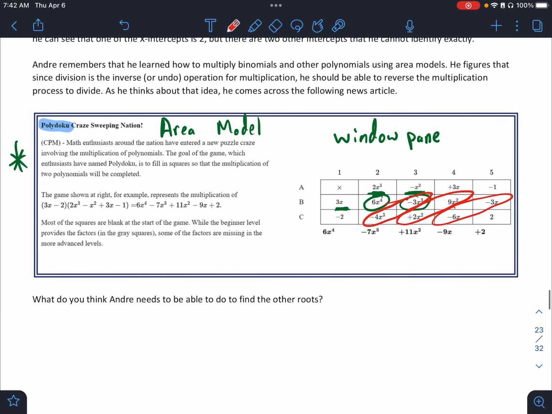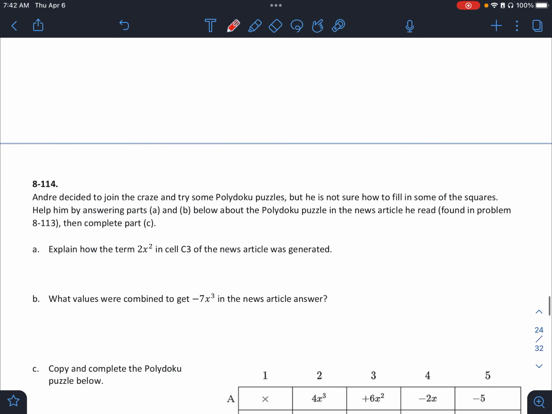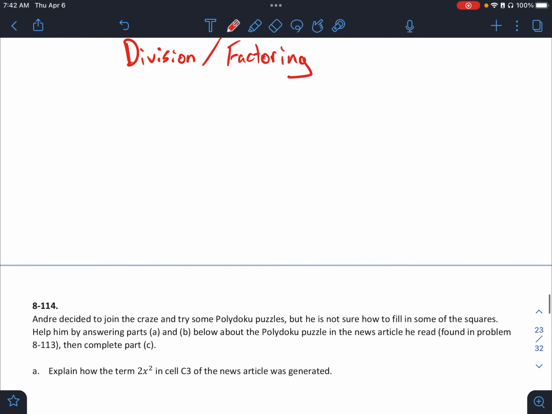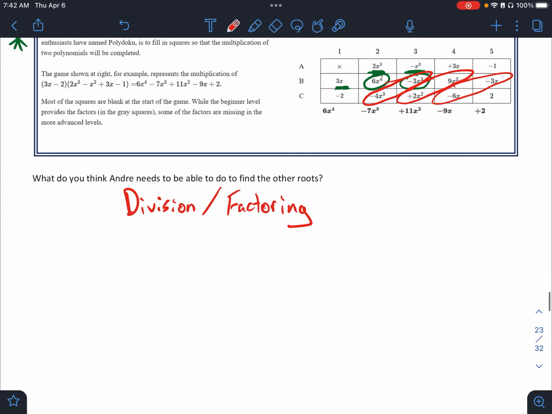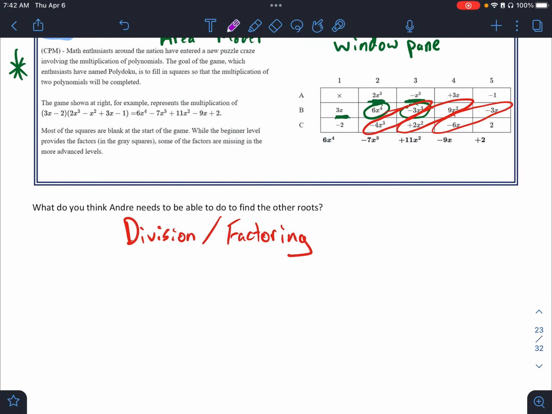So we're starting with moving forwards with multiplying, or this area or window pane. And so how would we find other roots? This is where we start to add in this division slash factoring idea, which we'll start doing here at the end today. So we are going to first work back with this original Sudoku or polydoku puzzle. It's asking, where do we get the 2x squared here? I'll highlight it here in purple.